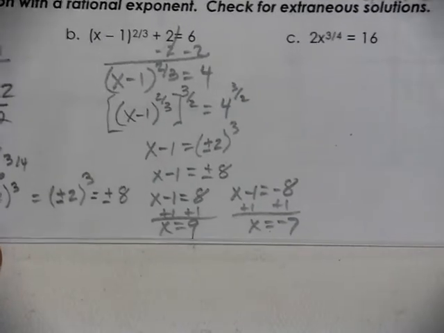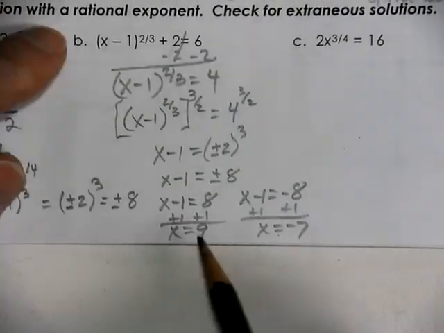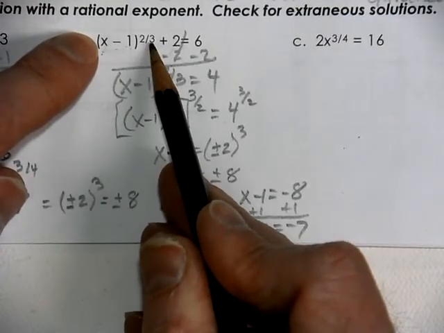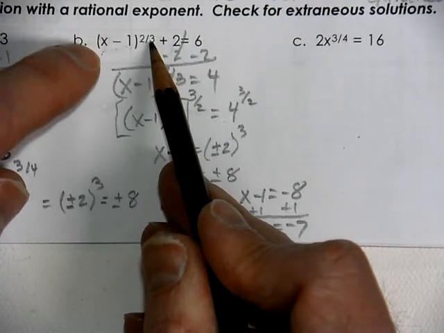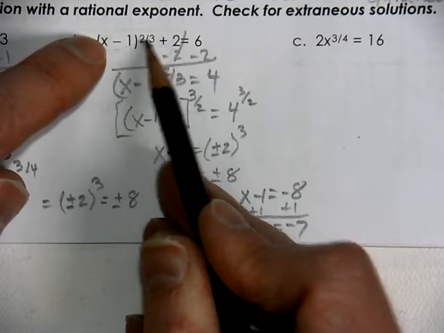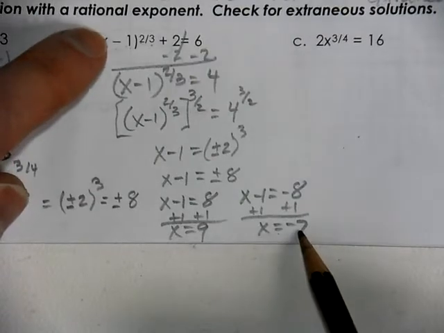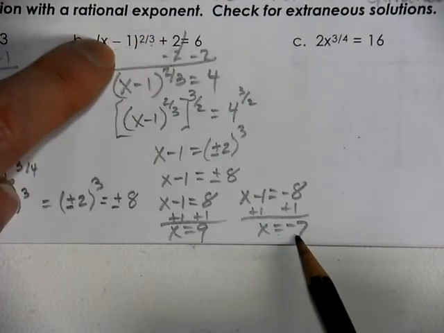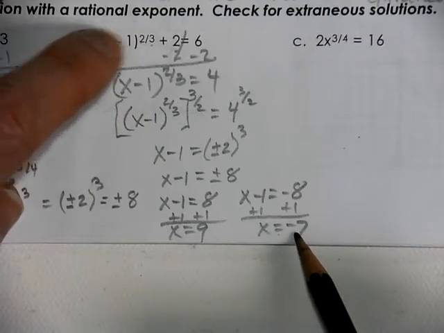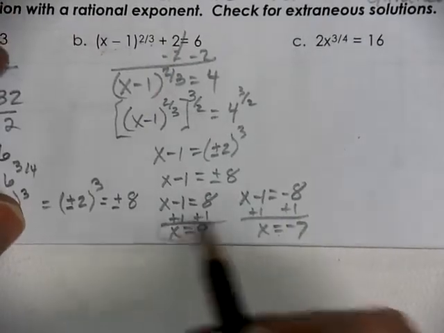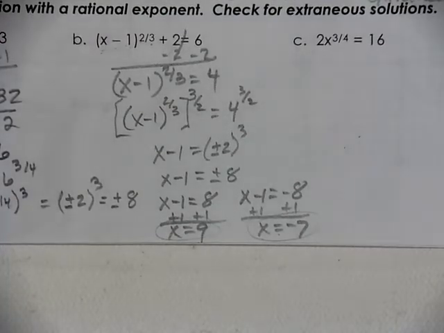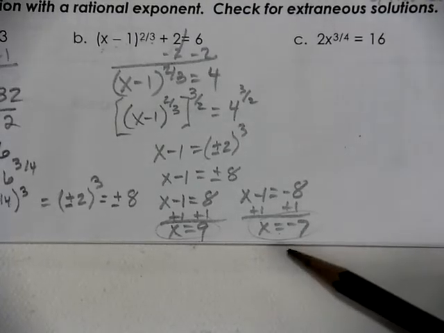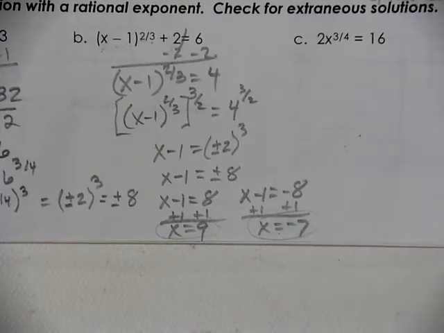So let's plug in our numbers and see how they did. When you plug in 9, 9 minus 1 is 8. The cubed root of 8 is 2. Squared would be 4. Plus 2 more is 6. Negative 7 minus 1 is negative 8. Cubed root is negative 2. Squared is positive 4. Plus 2 is 6. So those are both solutions. And notice you have an x value that's negative. That is okay.